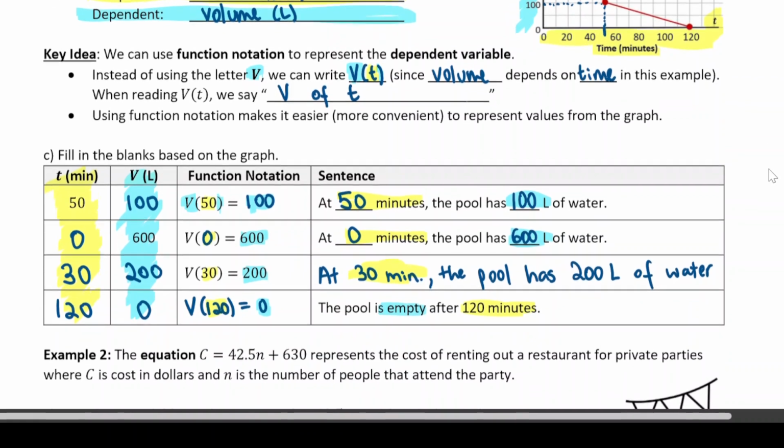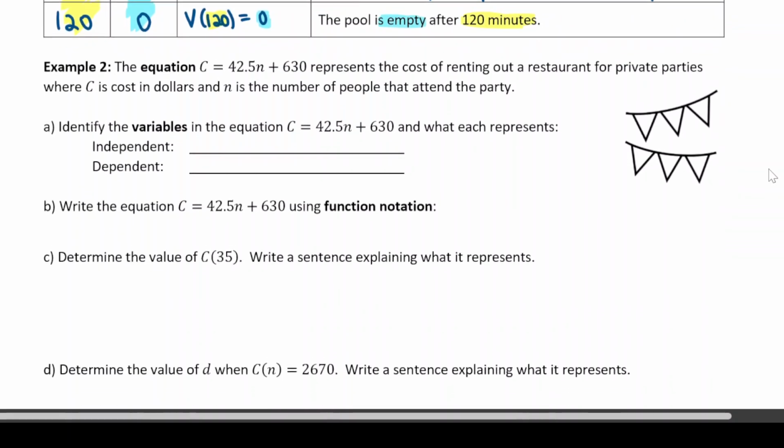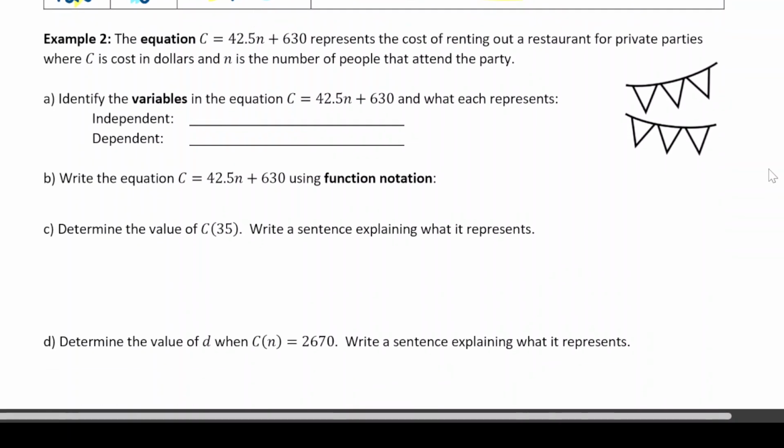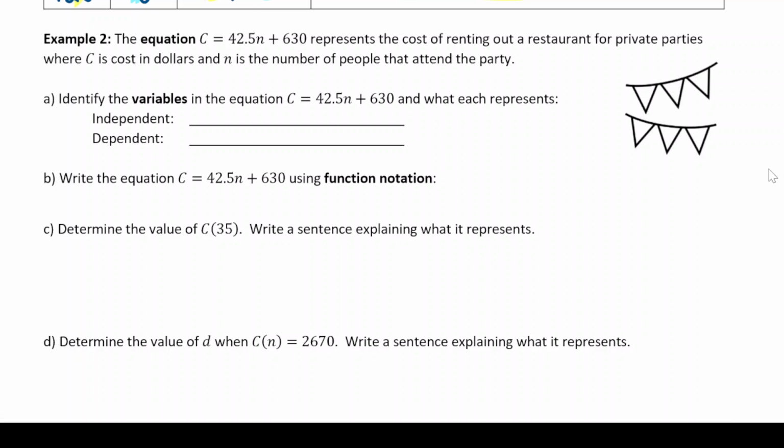Okay, so let's do it in an equation. This is our second example here. So now we have an equation, and I'll just read it here. It says C equals 42.5 times N plus 630, and it represents the cost of renting out a restaurant, where C is cost in dollars and N is the number of people that attend a party.